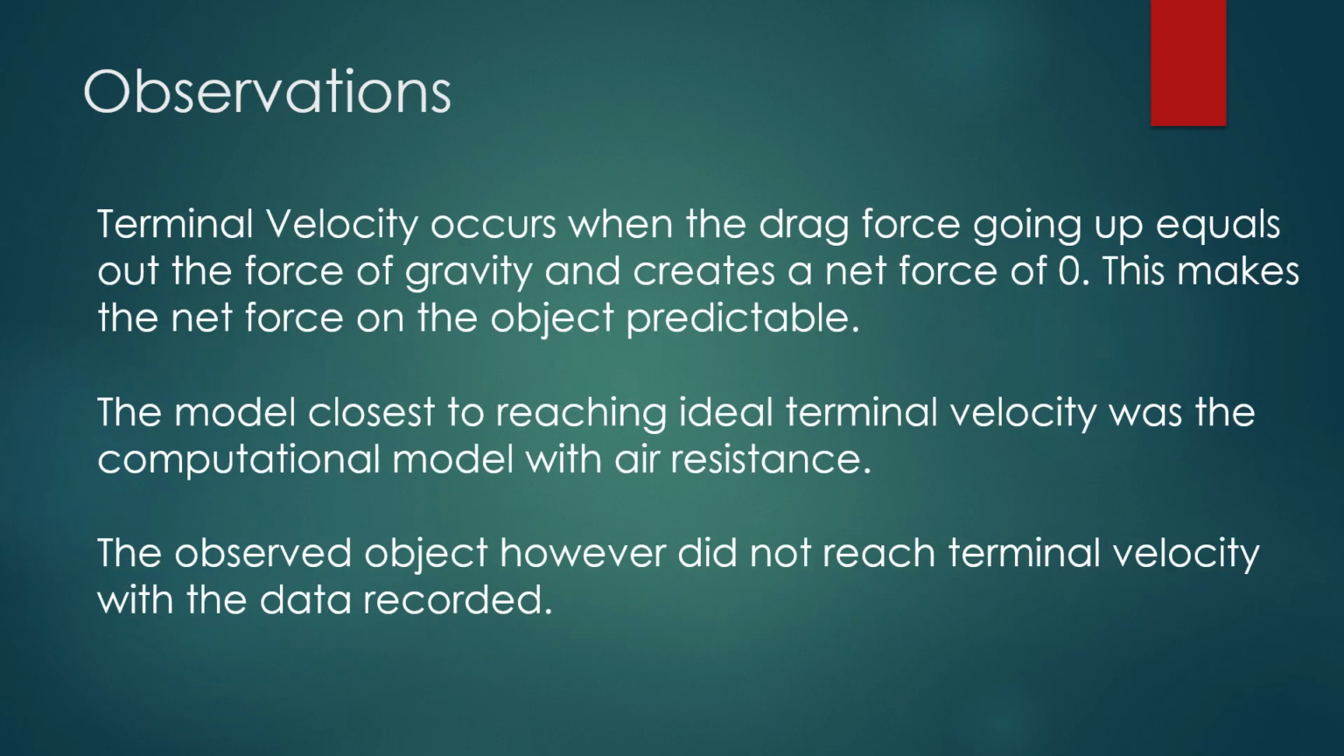Some observations: terminal velocity occurs when the drag force going up equals out the force of gravity, and creates a net force of 0. This makes the net force on the object predictable, of course, because we know what it equals. The model closest to reaching ideal terminal velocity was the computational model with air resistance, if you go back to the graph. And the observed object, however, did not reach terminal velocity with the data gathered when we put it through Tracker.